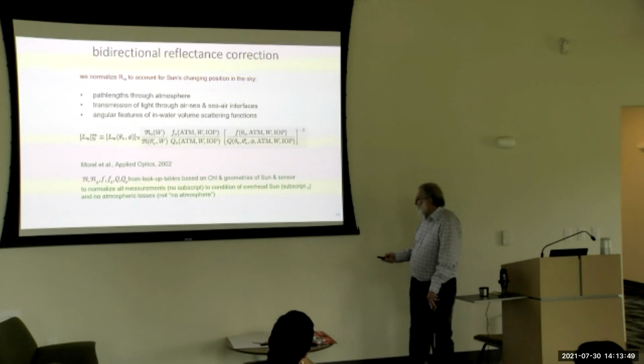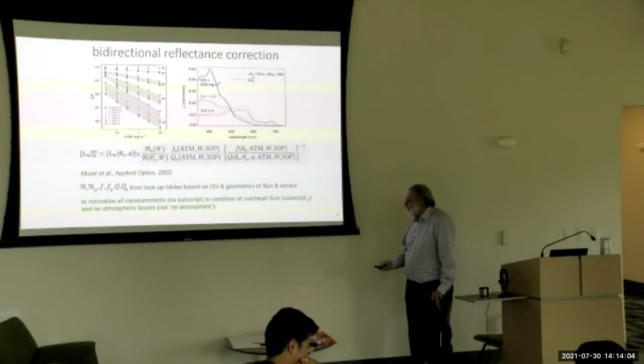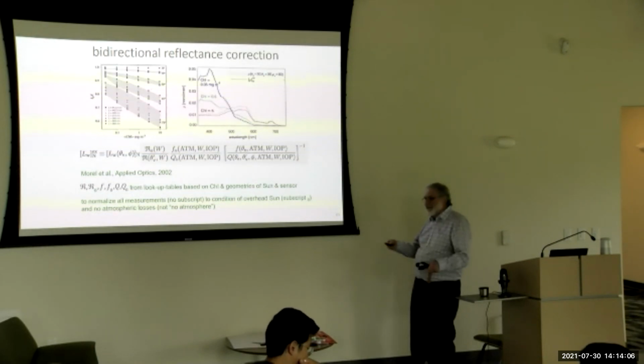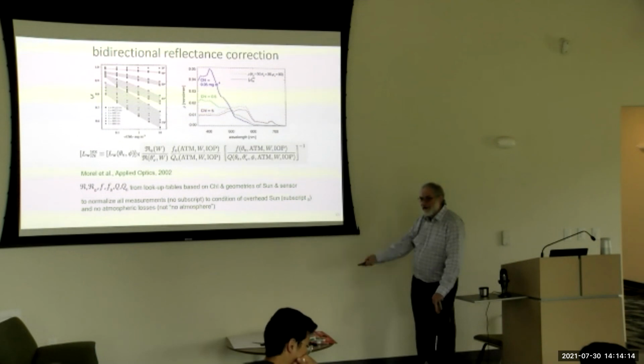Okay, so anyway, this is just another big lookup table that will take your water leaving radiance from its particular viewing direction and turn it into this normalized guy. And then you finally get this normalized, what Morel calls the exact normalized water leaving reflectance. And that's what you finally then do your final retrievals with.